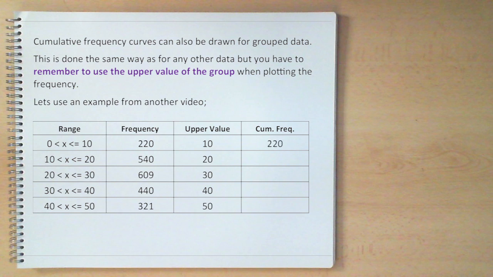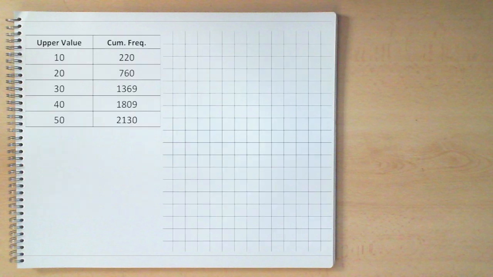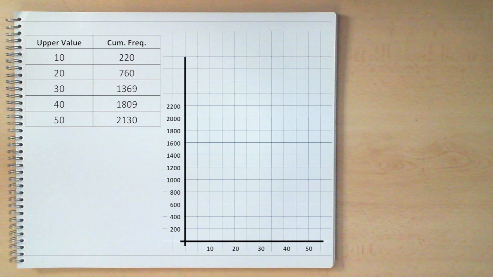And the cumulative frequency is 220. Then it's 220 plus 540, that's 760. Then we add 609 to that to get 1369, and so on down through the data set until we have those 2 columns completed. And we're now going to use those 2 columns, the upper value and the cumulative frequency, to plot the curve. So the upper value will be along our x-axis and the cumulative frequency will be up the y-axis, and we need to draw a suitable set of axes with as large a scale as possible. And then we plot the points.